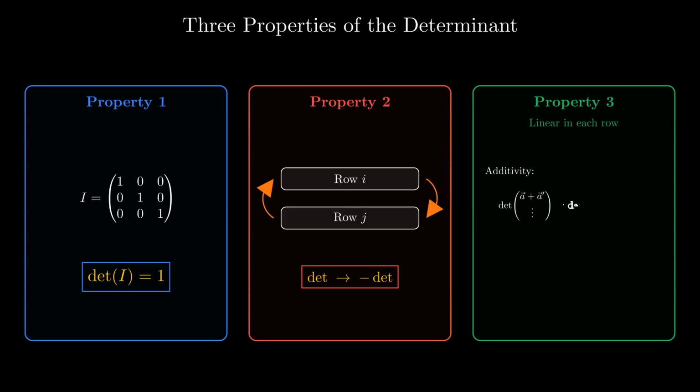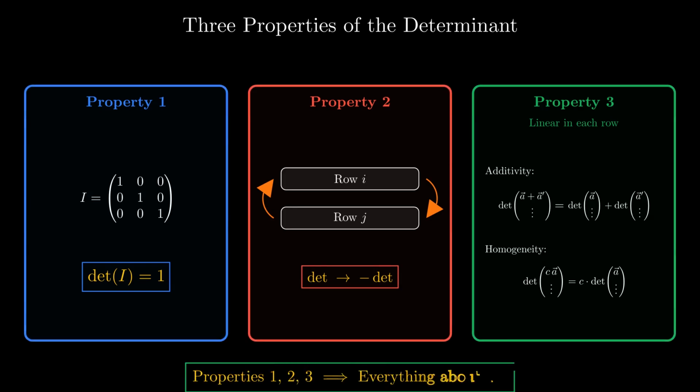What does that mean? If one row is a sum of 2 vectors, the determinant splits into 2 separate determinants, one for each part. And if a row has a scalar factor, that factor pulls out in front. And these 3 rules are our only ingredients. Everything else about determinants is a consequence of just these 3 properties.